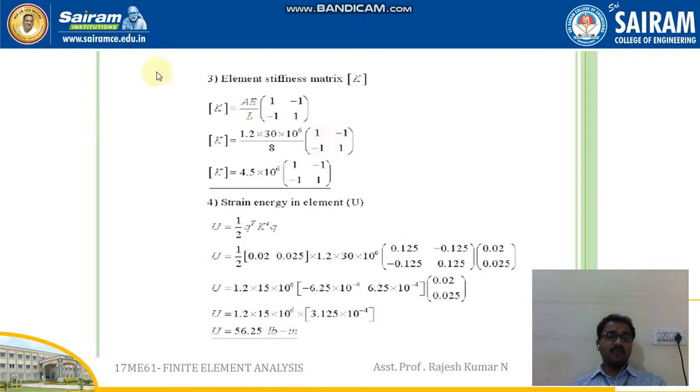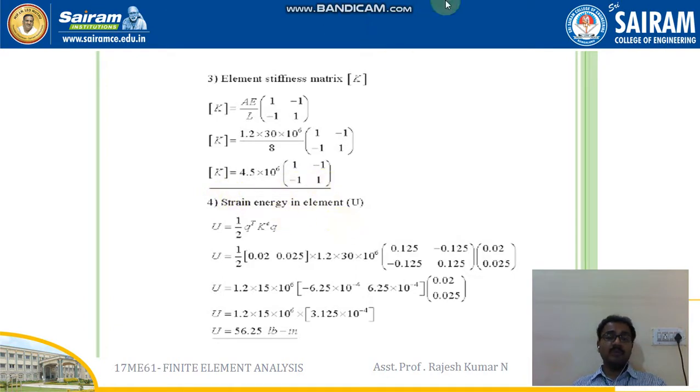We have a very simple equation, that is AE by L times the matrix [1 minus 1; minus 1 1]. Just now I said the A value is known, the E value is known, and L is the total length. They consider it as a single element, not two elements, so the total length is 8 inches. If you simplify this, we will get 4.5 into 10 power 6 times [1 minus 1; minus 1 1]. This is the element stiffness matrix. Either you can take this inside or keep it outside. This is the value they are looking for, and again K we are getting in the inches unit.